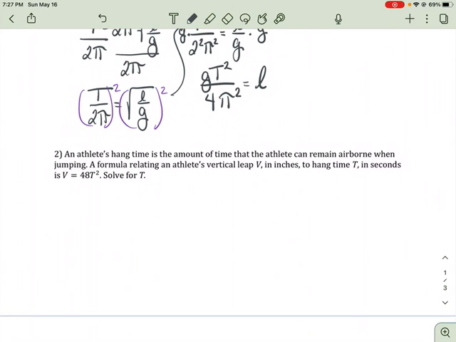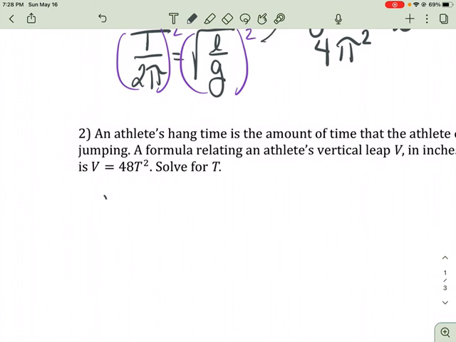An athlete's hang time is the amount of time that the athlete can remain airborne when jumping. My favorite is Michael Jordan and his hang time. You have to watch the video of him going for the basket. It is just amazing. The formula relating the athlete's vertical leap in inches to hang time t in seconds is v equals 48 t squared, and we're going to solve for t.